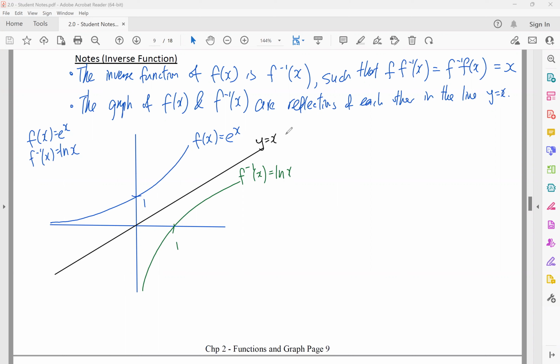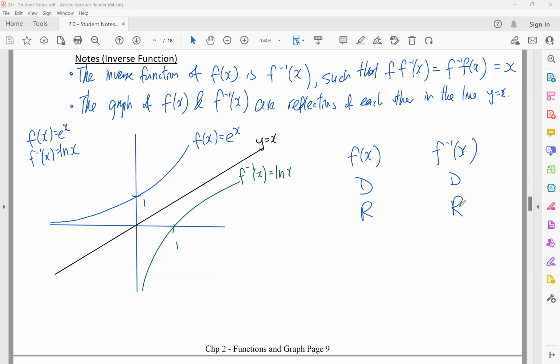Now, because of the line y equals x, when you reflect in the line y equals x, the x value that was in the original function becomes the y value of the new one. Pair it up with domain and range. If you have f of x and the inverse of f of x, the domain and the range. Now, the x value of the original becomes the y value of the inverse.